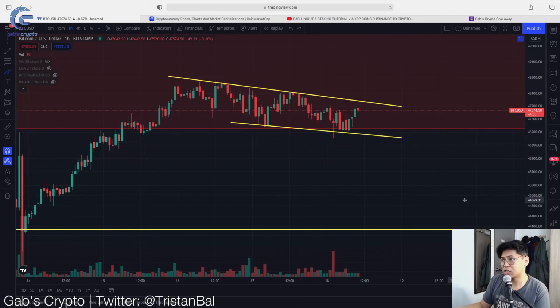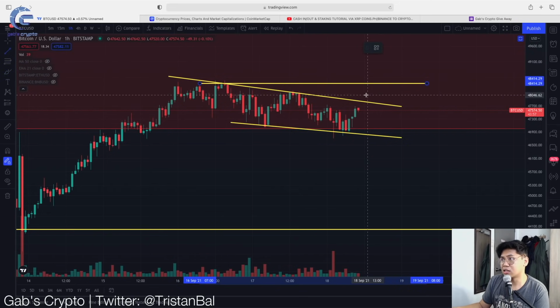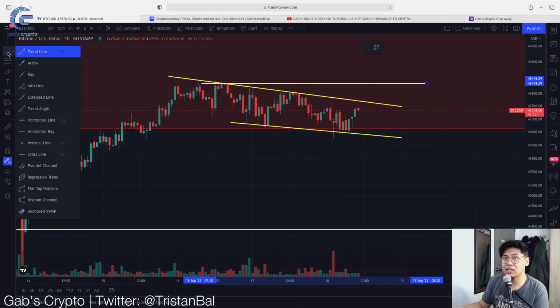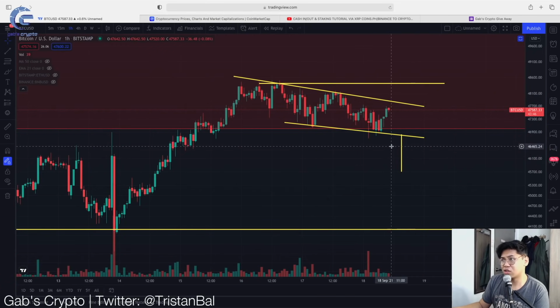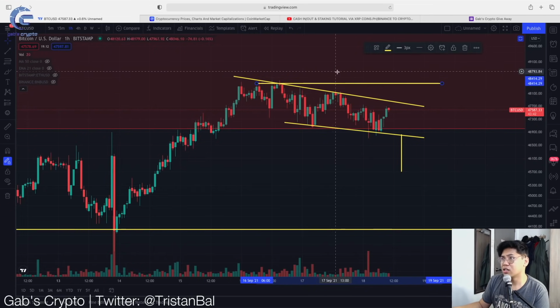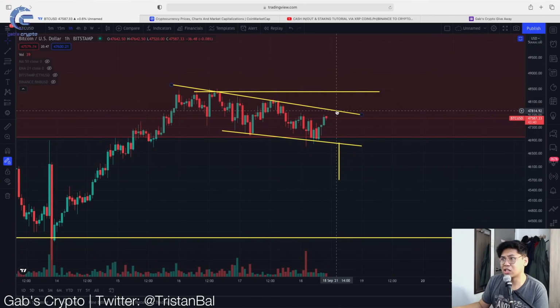So right now, wala tayong specific target. Pero if nag-break tayo to the upside, then ang technical target natin dito would be this top of the channel. Pero if nag-break tayo to the downside, we can actually use this height and then lagyan natin siya sa possible point of breakout, and then yun yung ating magiging technical target. So right now, there's no definitive target dito, not other than this 48.4K na pwedeng maging target if mag-break natin to the upside.